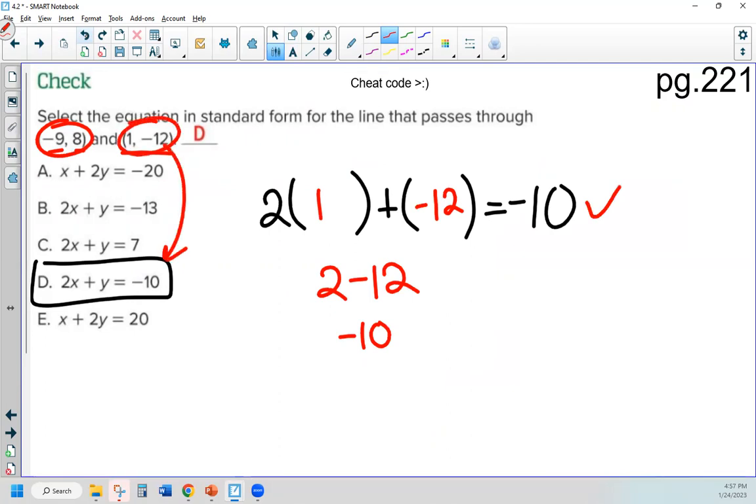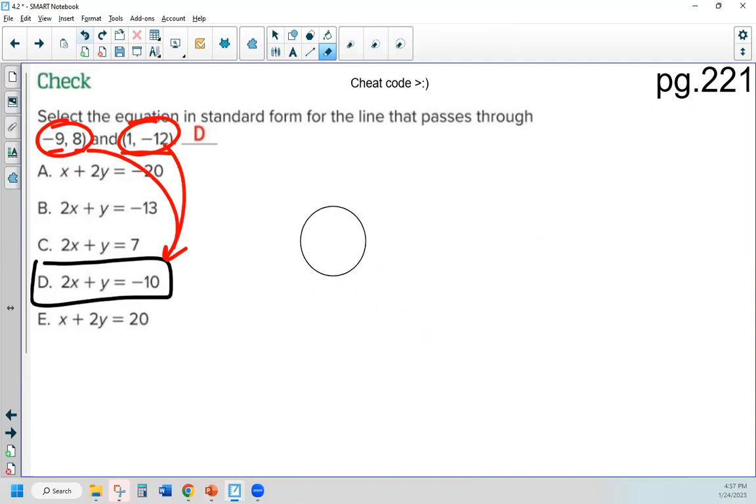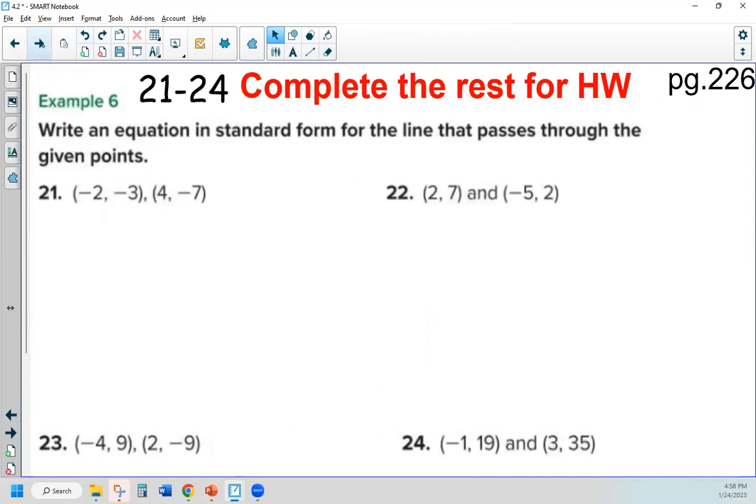You can check that this is the only line that will make both of those points become a true statement. There we go. If you want to try it out with other ones and see that they're not going to make it true, try it out. But that's the cheat code.